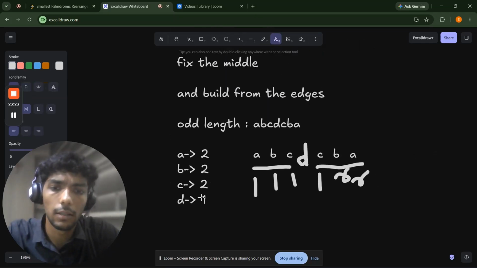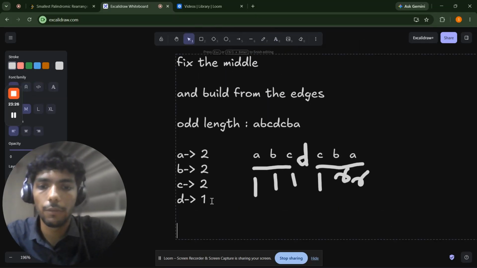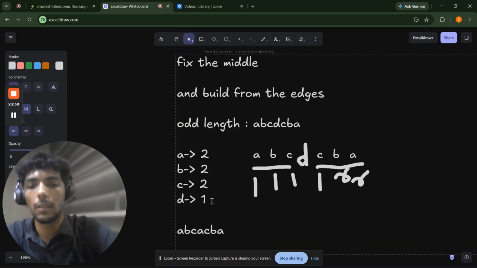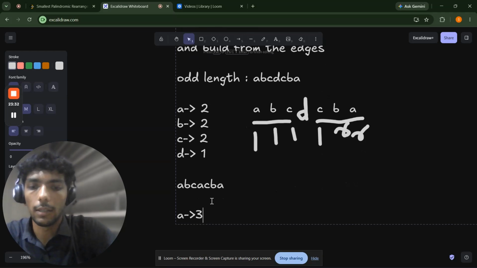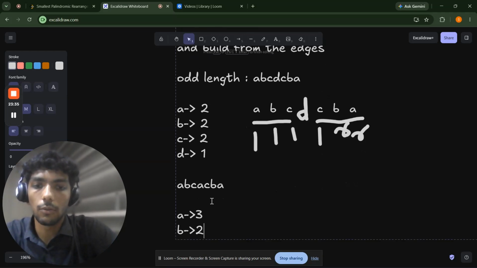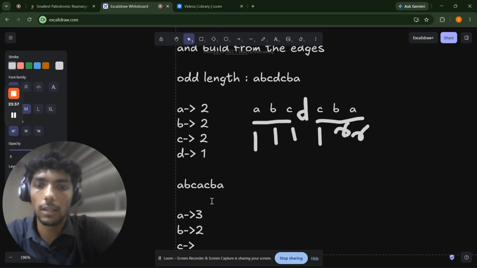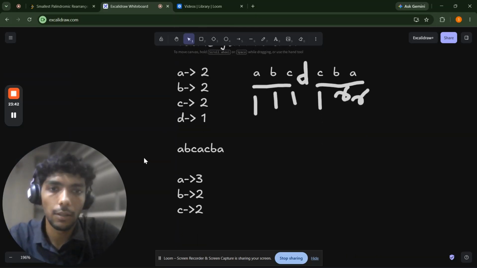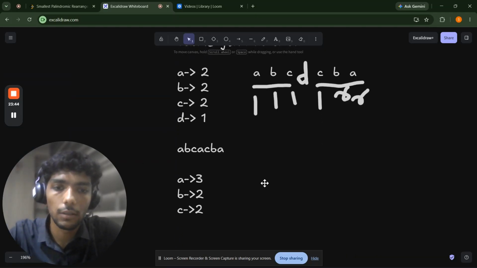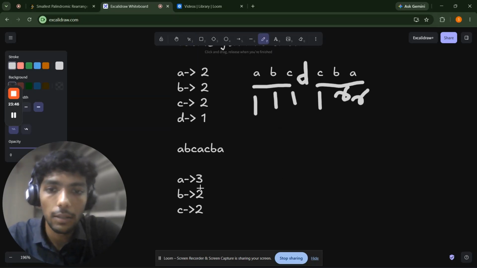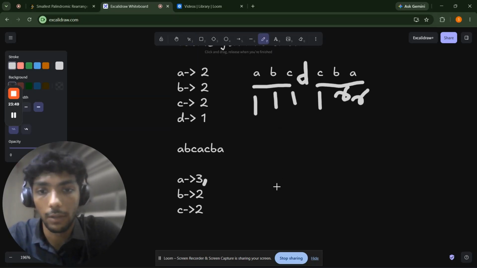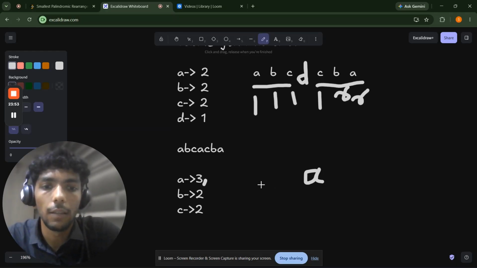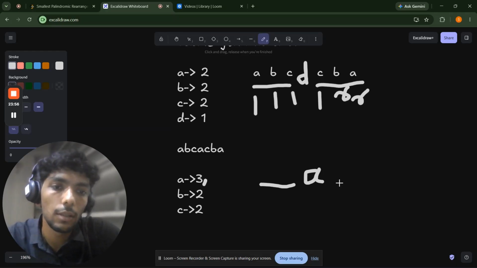Now let's consider one more example: A B C A C B A. A is 3, B is 2, C is 2. This explanation and understanding part is the most important thing. If you understand it, you will be able to solve it very easily. Since A has odd frequency, we have to put one A in the middle, and then we have three positions over here.